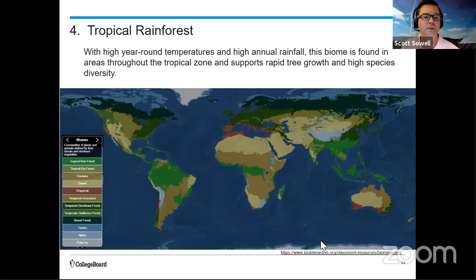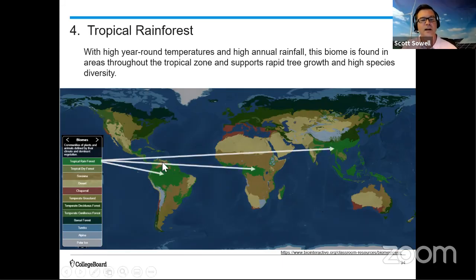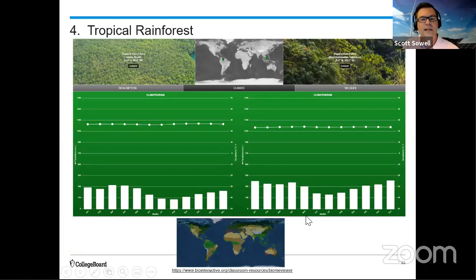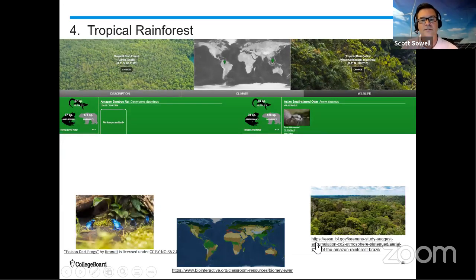All right, let's look at our last forest, the tropical rainforest. This is the one that we're very familiar with in terms of the Amazon rainforest, but it's also located here in Africa and down here in Southeast Asia as well. And you probably could recognize this climatograph at this point. So very high temperatures, very high rainfall, very characteristic of a tropical rainforest.